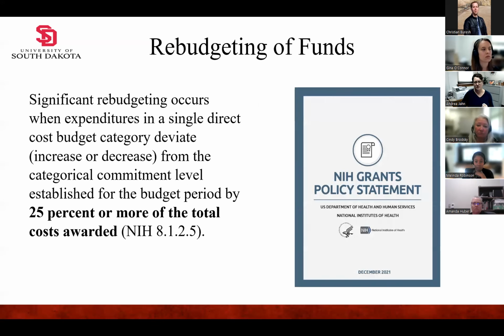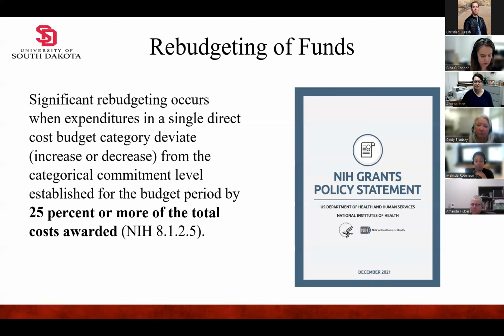So most grants have a threshold of 10 to 25%. For federal, it's 25% or more of the total costs awarded that can be rebudgeted without getting prior approval. Although it's always good to check with the agency, with your award, with grants accounting, and even the department, to make sure that these changes are okay, and that it's not changing the project purpose and objectives.